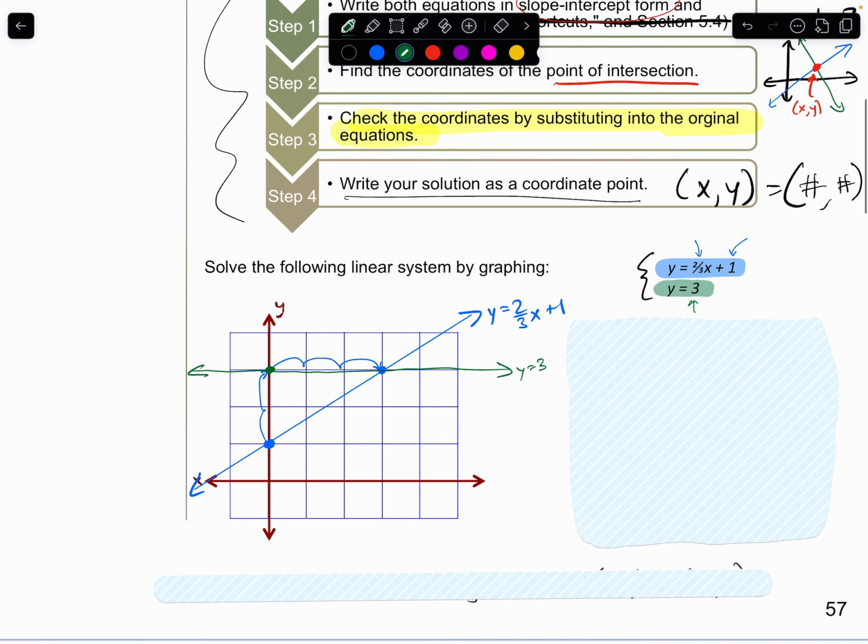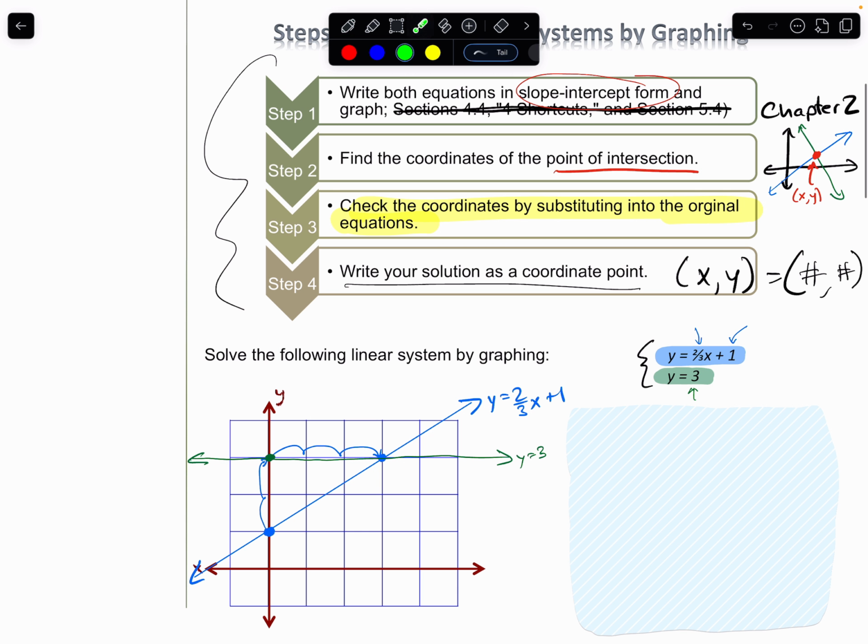And then our next step was to find the coordinates of the point of intersection. That's this point right here. So the coordinates of that point where the two lines cross, looks like that's 3, 3.